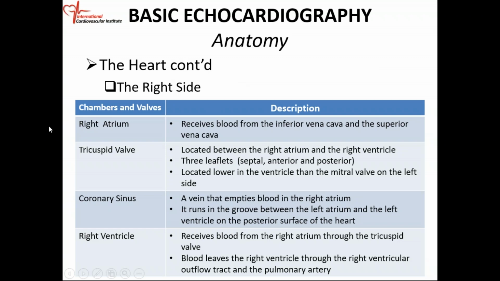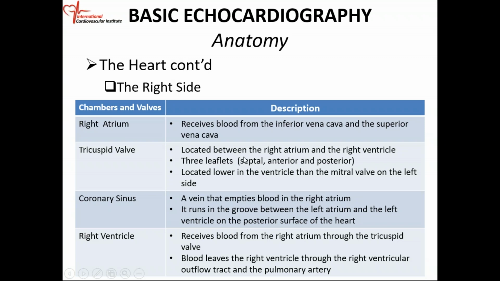Just going over the anatomy, remember, the right atrium receives blood from the inferior vena cava and the superior vena cava. This is deoxygenated blood, blood that is depleted somewhat of oxygen. The tricuspid valve separates the right atrium from the right ventricle. There are 3 leaflets to the tricuspid valve: a septal leaflet, an anterior leaflet, and a posterior leaflet.